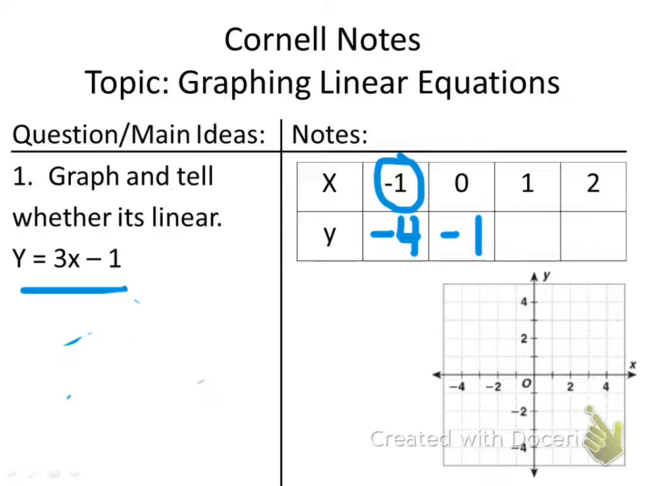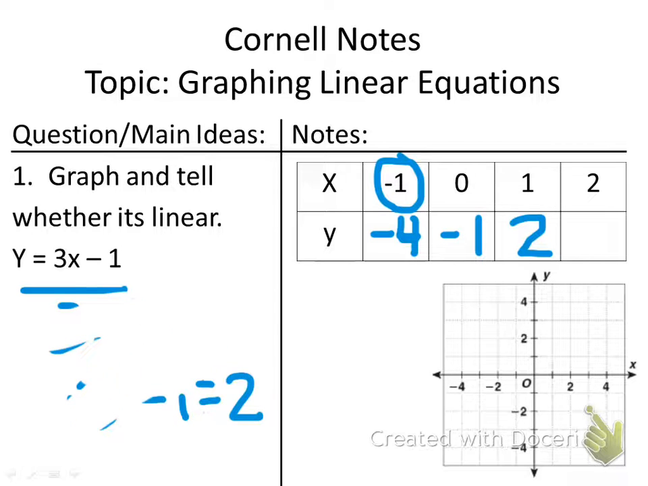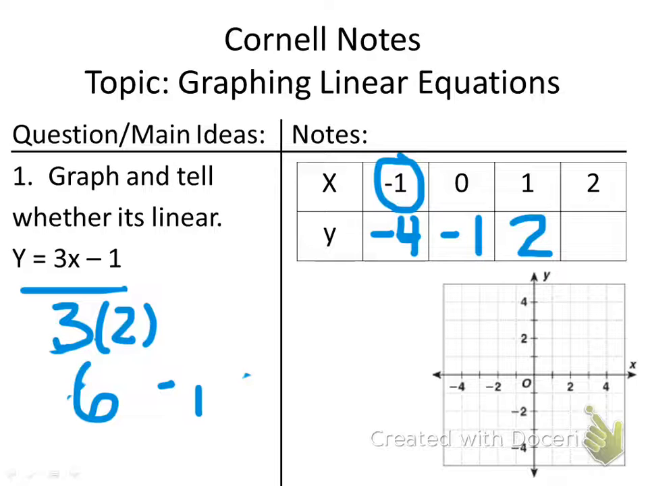Next, my input is 1. So I'm going to do 3 times 1 minus 1. 3 times 1 is 3. 3 minus 1 is 2. So my output is 2. The last one I have is an input of 2. So 3 times 2 is 6. 6 minus 1 is 5. So my input is 2, my output is 5.